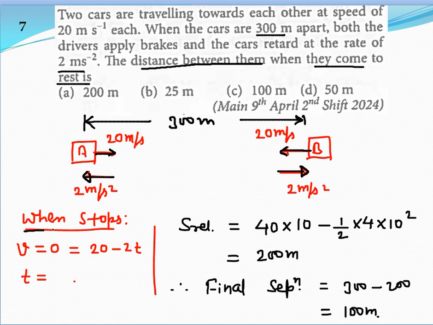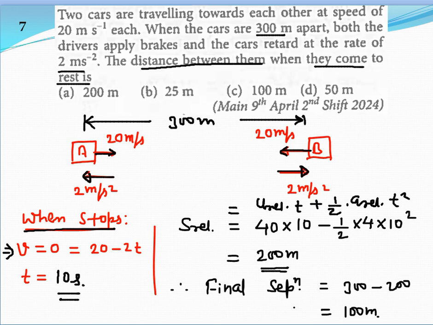So when they stop, that means if we talk about an individual car, the velocity becomes 0, v = u + at. The time instant we get here is 10 seconds. So both the cars stop at 10 seconds. Now we have to find out the relative displacement of these two cars. So writing S relative, here I have written u relative into t plus half into a relative into t square. Solving this, we get 200 meter.